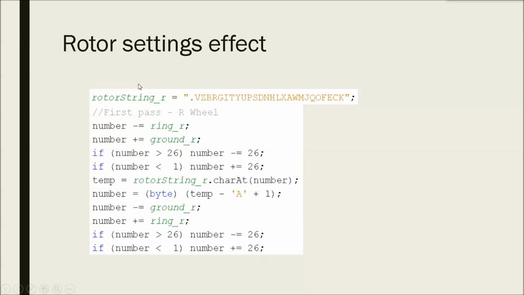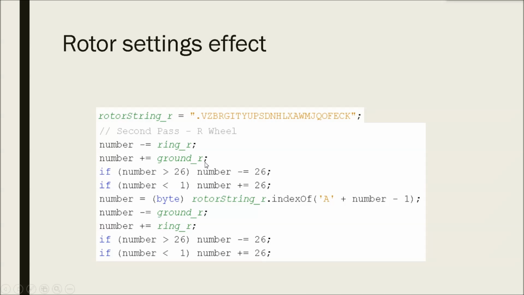Now, rotor settings effect. The rotor settings come in two parts: there's a ring setting and there's a ground setting. Either of them is performed as a cyclic shift of the permutation. When they're actually going through the rotor, they're just adding the ground value and subtracting it in the end, or subtracting the ring value and adding it in the end. This is the first pass, from right to left. On the second pass, from left to right, it does the exact opposite.